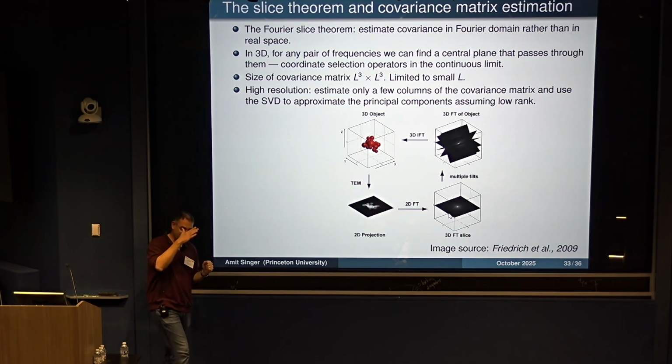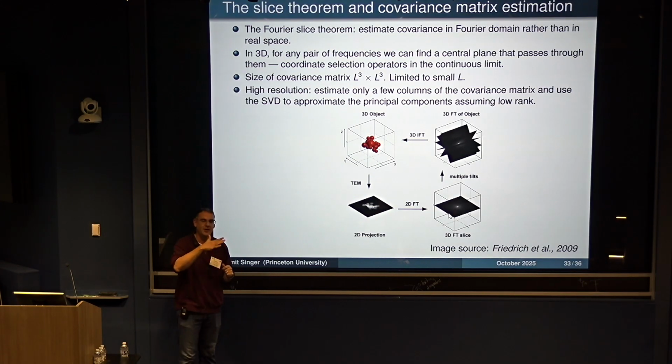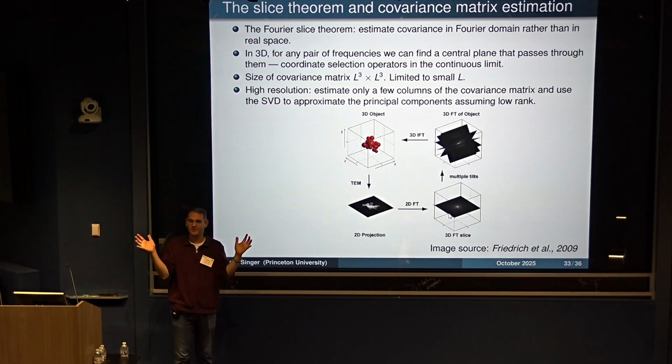You know that every projection image, now that you know its rotation, corresponds to a slice. So if you just choose 2 frequencies on the image plane, you know they correspond to 2 frequencies in 3D. So basically, by looking at the covariance of all the images that correspond to the same viewing direction, you can estimate the covariance between any 2 frequencies in 3D. And in that way, you can actually populate the covariance matrix of the 3D structures.